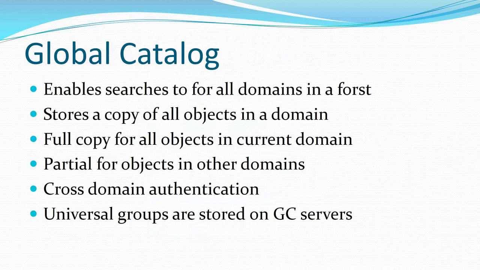It has a full copy of all the objects for your current domain, and partial for other domains. Like I said, it's just enough to enable that search and allow cross-domain authentication. Now, I'm not going to go into detail on security groups, but there are three different types: domain local, global, and universal. Universal groups can cross domain boundaries, and they're stored on the global catalog servers. So if you want to use universal groups, you're going to need to make sure your global catalog servers are reachable where needed.